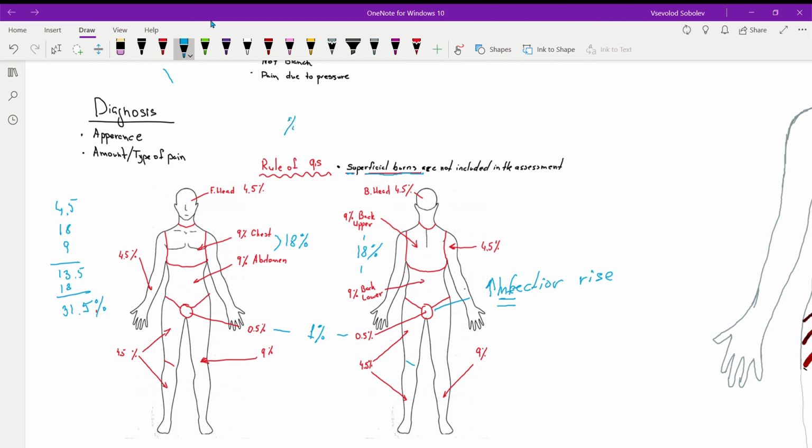So you take the percentage of the body burned, you multiply it by their weight, and you multiply it by 4 milliliters per kilogram. So if you plug in the numbers, let's say the person was 90 kilos. Multiplied by 2.2, you get the pounds. You don't need the pounds, you need kilograms. So it's roughly 200 pounds.